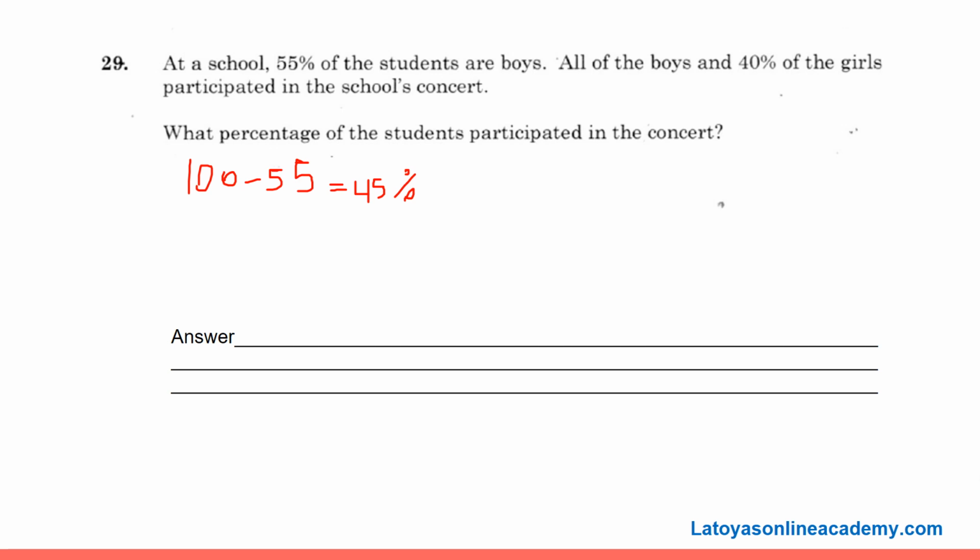So at a school, 55% of the students are boys and, if 55% are boys, then 45% would be girls. Let's continue to read. It says, all of the boys, so 55% of the students, all of the boys, and 40% of the girls participated in the school's concert. So as we can see, it's not all of the girls, but 40% of the girls. So we have to find out how much is 40% of 45%. So let's write that down.